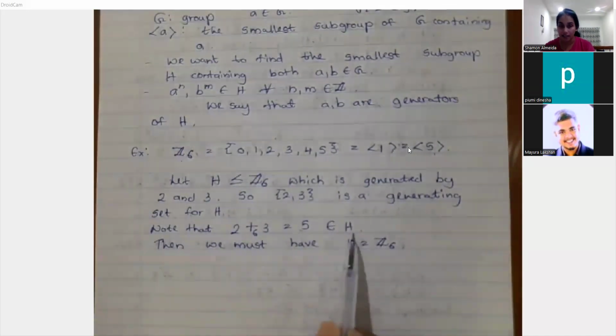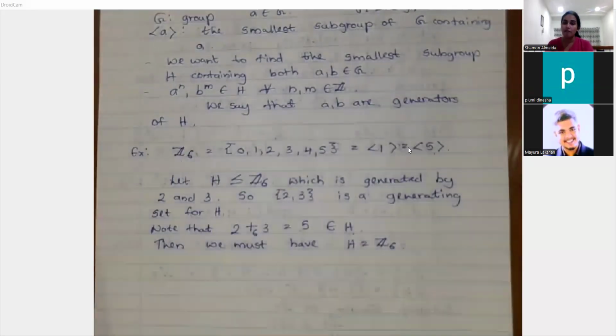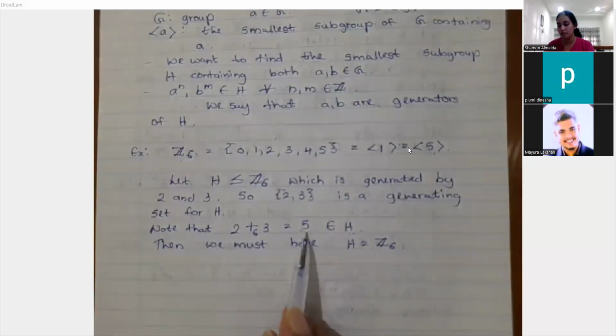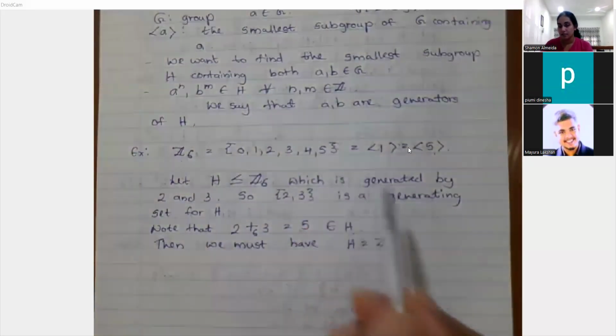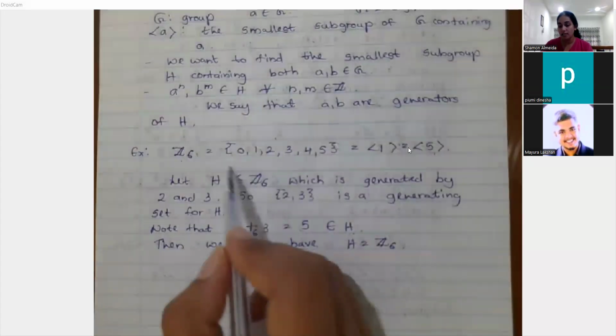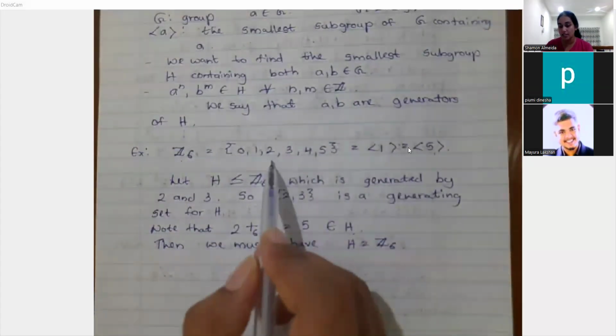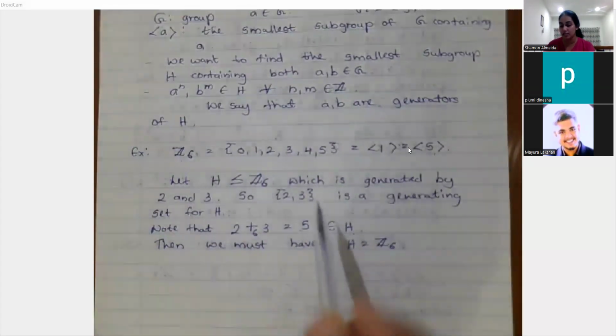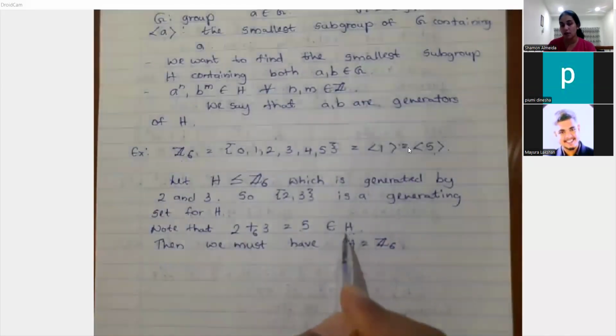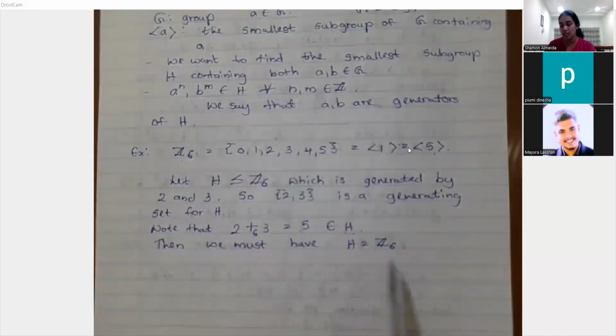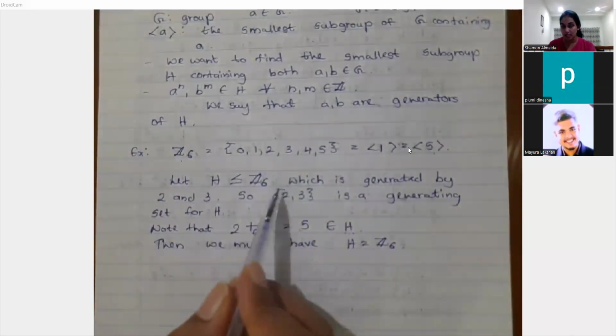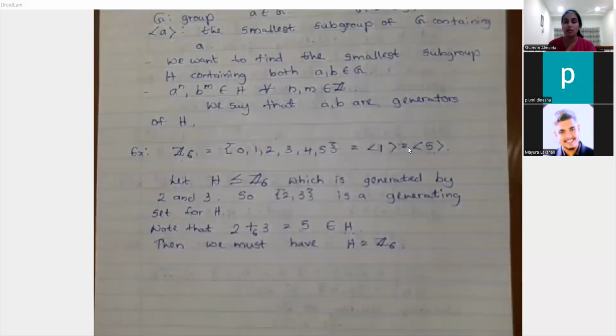If 5 is in H, and we have shown that 5 is in H, every power of 5 must also be in H. And every power of 5 means all these elements, right? Because it generates this set. So all elements that this element generates must belong in H. That means all these elements must be in there. In other words, because we have taken H to be a subgroup of Z6, it must equal Z6. That's all.